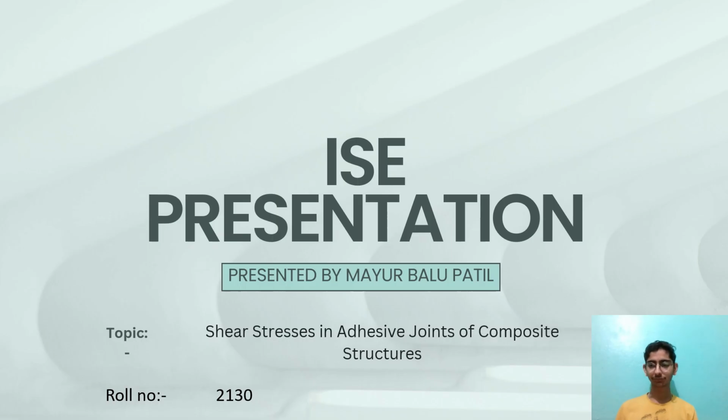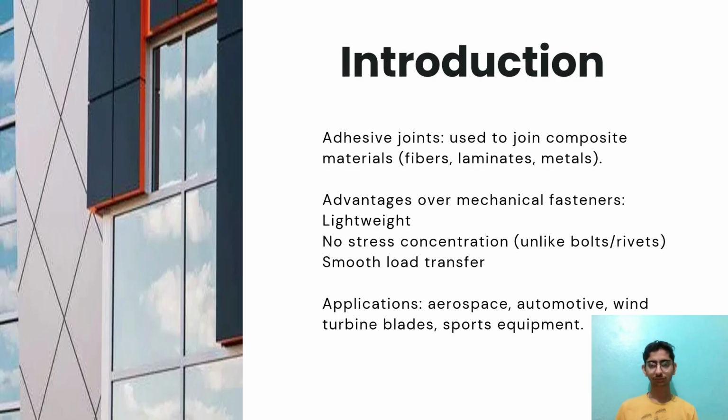Composite structures. So, introduction. What are adhesive joints? Joints used for composite materials like fibers, laminates, and metals. Advantages over mechanical fasteners: lightweight, no stress concentrations unlike bolts and rivets, and smooth load transfer. And what are their applications? Applications like aerospace, automotive, wind turbine blades, and supporting equipment.